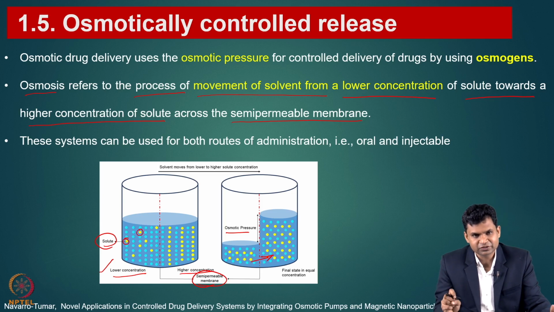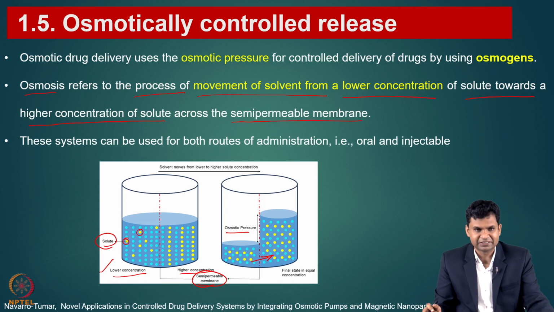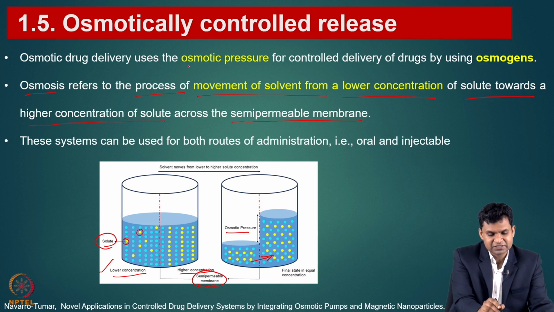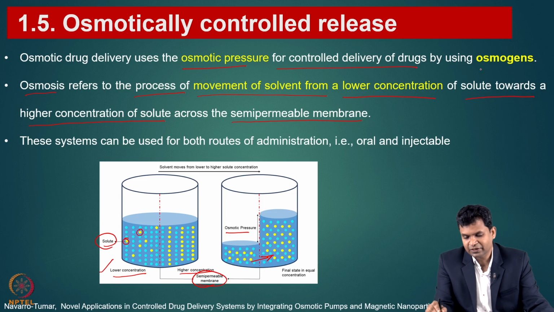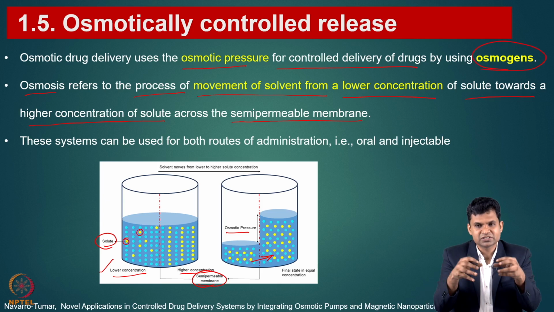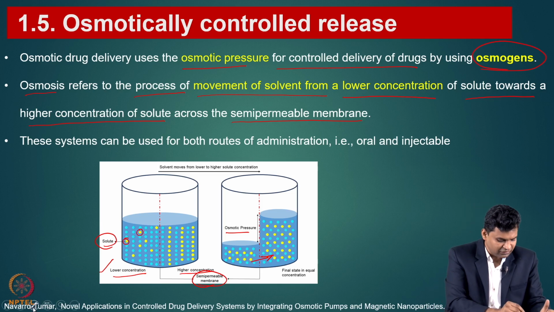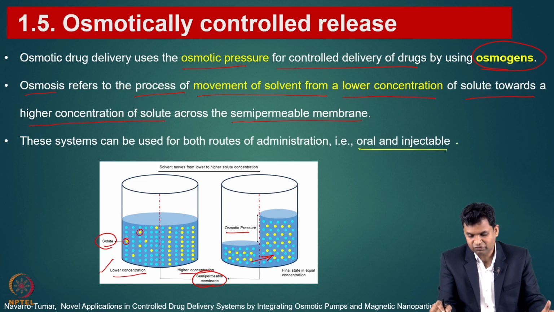So, osmotic pressure is very important, and that can be created by using various types of materials. Osmotic drug delivery uses the osmotic pressure for controlled delivery of drugs by using osmogens, which will induce osmosis within the system. Now, these formulations we can give in injectable formats as well as oral formats.